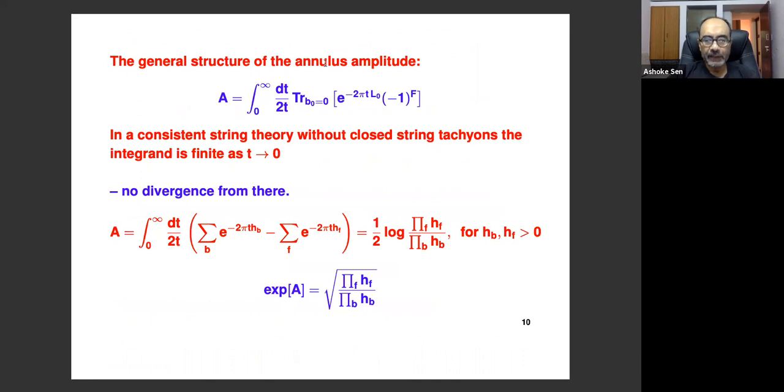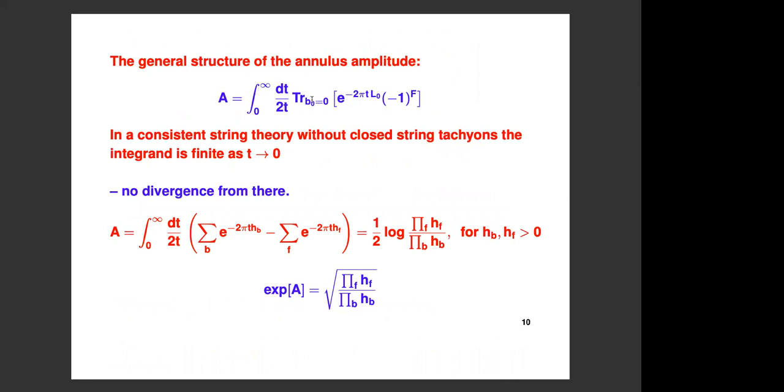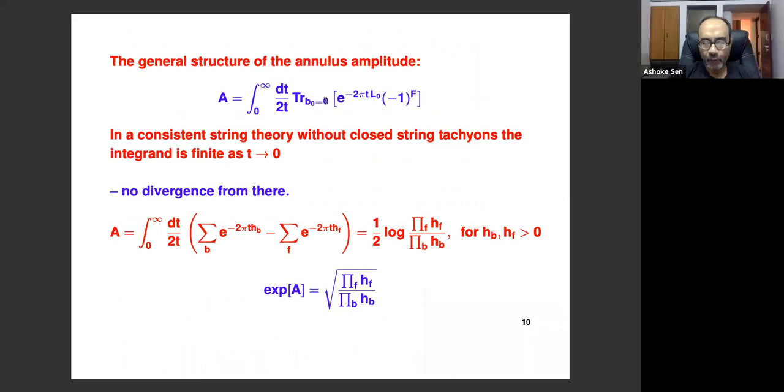So the general structure of the annulus amplitude I have given here. This trace is over the states of the free string. So we have this integral, this is the integral over the modular parameter. This trace is taken over states which are annulled by the b ghost zero mode, and this is just to soak up the ghost zero modes.